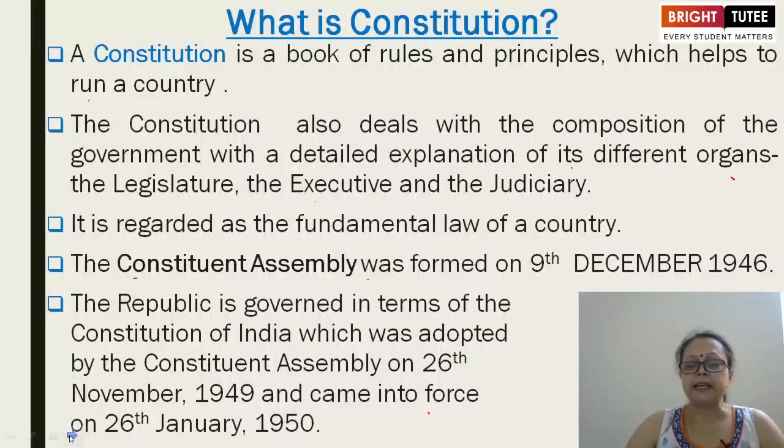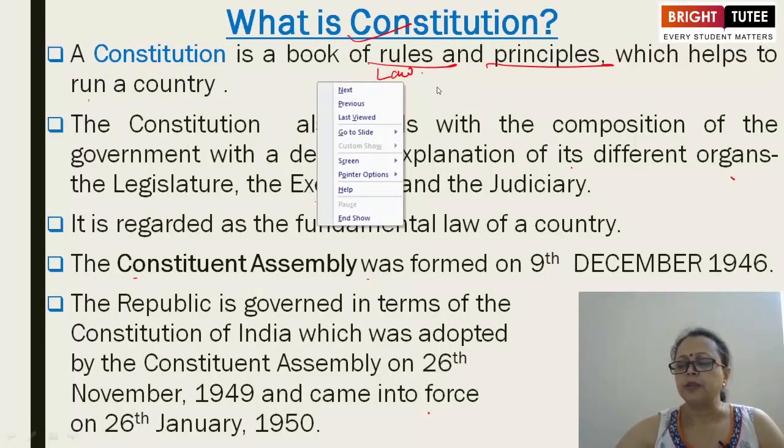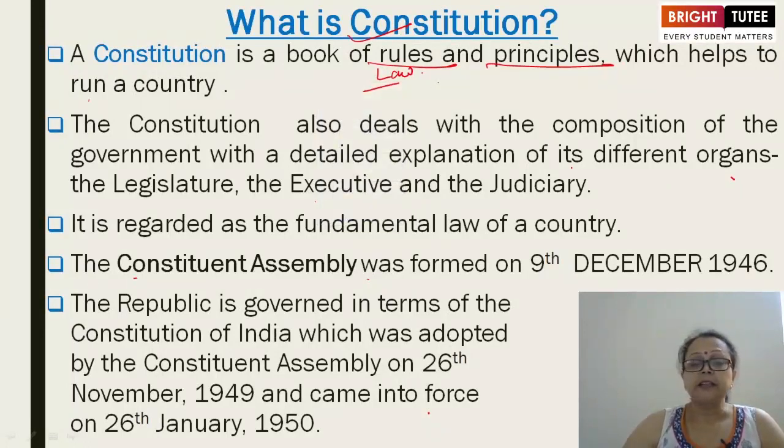The most important thing coming now is about the constitution. What is a constitution? A constitution is a book of rules and principles. Simply we can say law, through which the country is governed, the country runs. So a simple statement is written over here: a constitution is a book of rules and principles which helps to run a country.